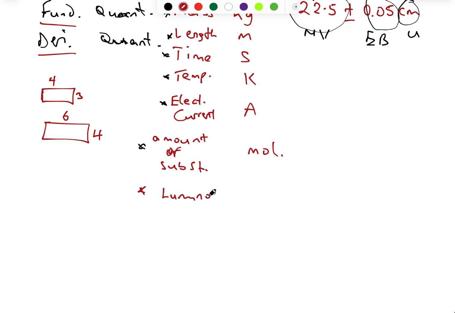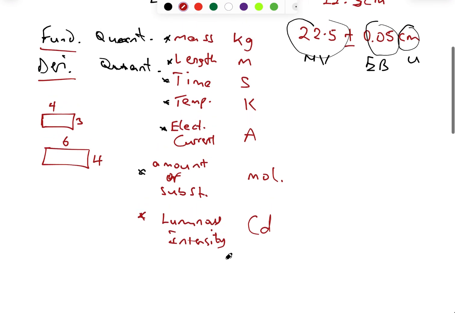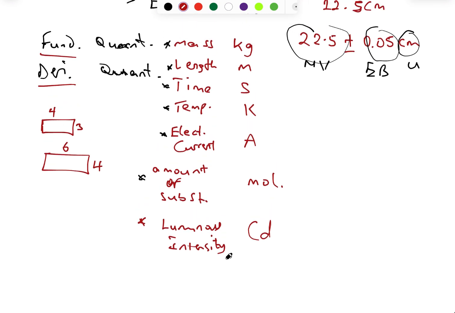Luminous intensity. So this has to do with light, and this is measured in candela. So the unit of luminous intensity is candela. What happened is that these are the fundamental quantities in physics. Like I've defined earlier, they just exist. You can't really trace whether there is a quantity before them. So they are not brought about by any other form of quantity.